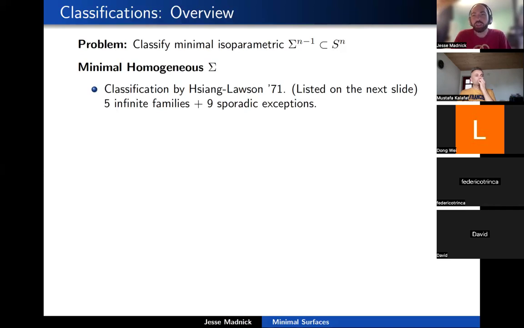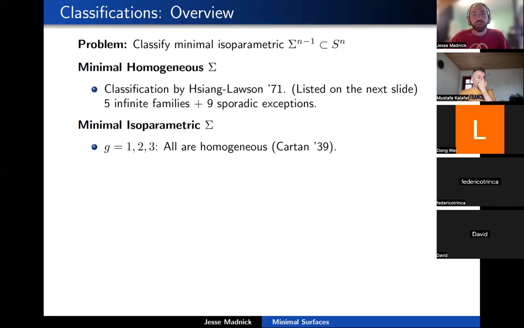But what about the inhomogeneous ones? Can you give a classification in general? So when g is 1, 2, or 3, it turns out that they're all homogeneous. This was proved by Cartan in his paper. This is what he was interested in. He was fascinated by the fact that g equals 3 can occur, and he classified the ones with g equals 3 as well as g equals 1 and 2. So there are only homogeneous ones.